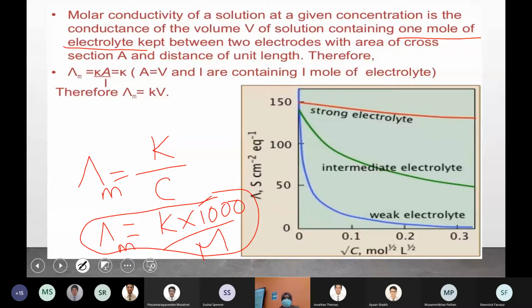Lambda m. This is capital letter lambda. So the same conductivity cell is used to measure the conductivity and molar conductivity. But the difference is that in the volume you take, 1 mole of electrolyte should be present in that particular volume of solution. In that case, lambda m is equal to kappa into A divided by L. So here the area of cross section you can take it as V.